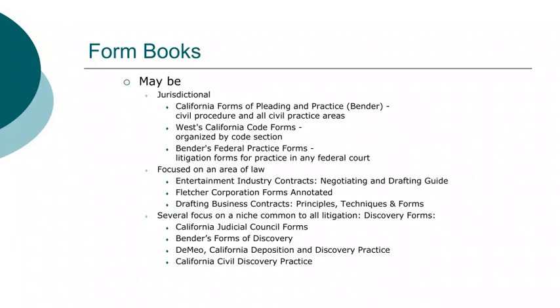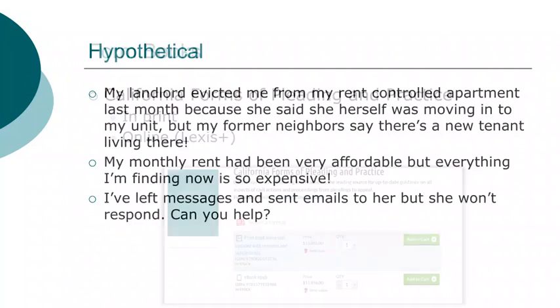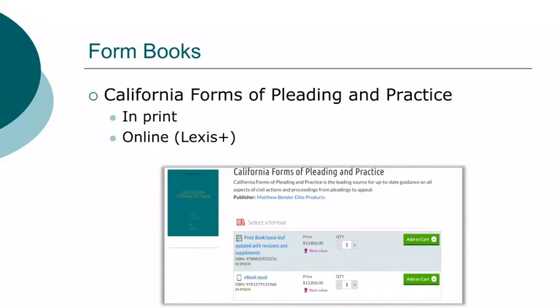Let's take a break from our defamation hypothetical because your cousin called you up and has been kicked out of her rent-controlled apartment because the landlord said she was going to move in, but according to one of her former neighbors, she didn't, and there's actually a new tenant renting the place. Is there anything she can do? We're going to look at forms of pleading and practice to see if there's anything on point.